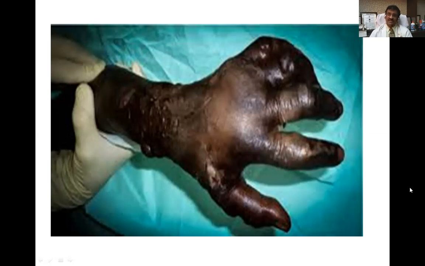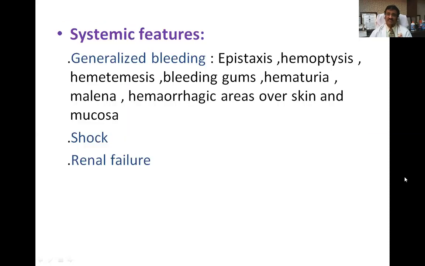So that is why a viper leaves lots of marks behind after its bite. The systemic features of viper bite include mainly generalized bleeding. So there is bleeding from almost every orifice, and from other areas also. So epistaxis means bleeding from the nose, like everywhere there is bleeding: epistaxis, hemoptysis, hematemesis, bleeding from gums, hematuria, melena, hemorrhagic areas over the skin and mucosa.